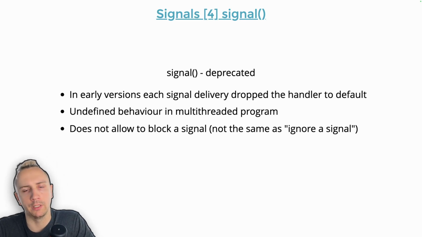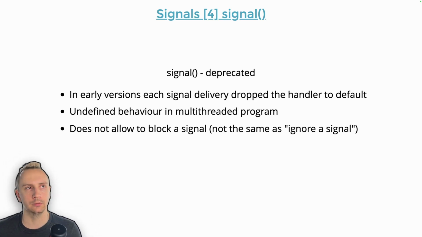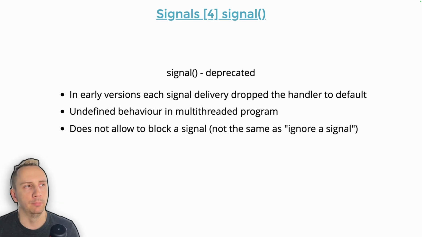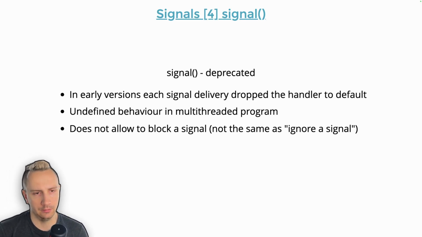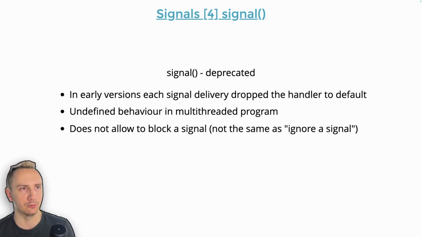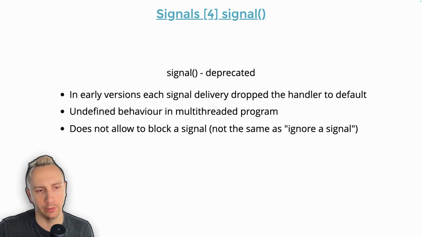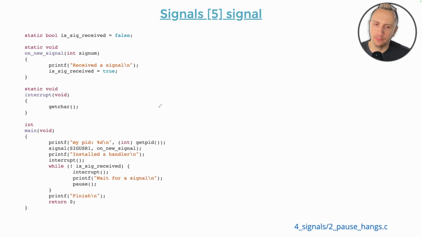Also, it does not allow blocking a signal. It's not the same thing as ignoring a signal. You can ignore a signal; there is a special handler for the signal function which will literally just ignore everything. But blocking a signal means that when a signal comes, it is stashed, like in a programmable interrupt controller, but in software. And when you unblock the signal, it will be delivered. So you pause signal delivery. This is a very different thing than ignoring. The signal function doesn't allow that, and sometimes it's needed. Because of this, the following example on the slide will work incorrectly.